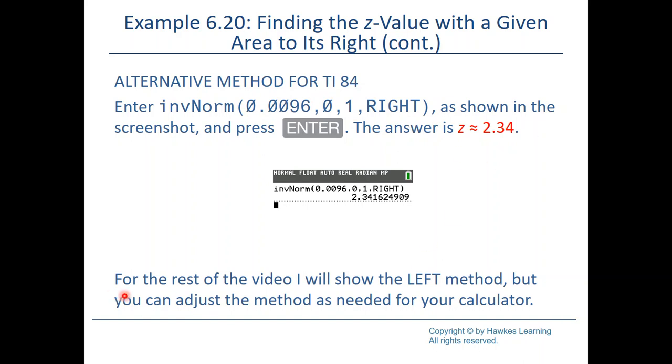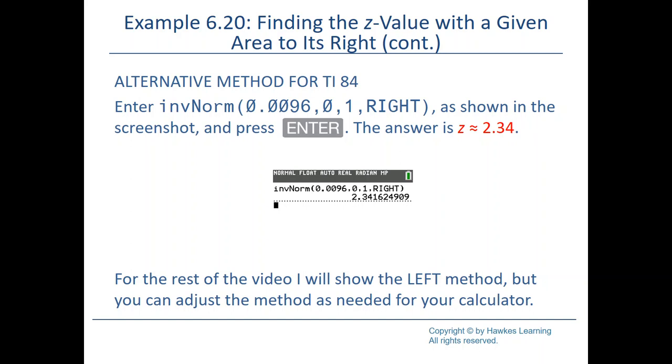Okay, but please understand for the rest of this video, I am only going to use the left method, and you will need to make that adjustment as you see for your problems. I'm doing this because not every calculator has that left, center, right option, so I'm always going to assume everybody's going to be on the left.